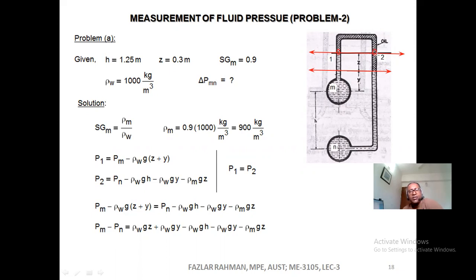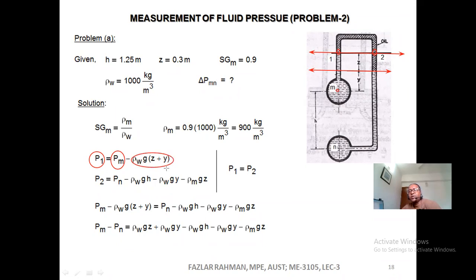So let's figure out point 1. Point 1 is attached to tank M. So if tank M has a pressure PM, I can say P1 equal to PM. Then from this point, you are moving upward, right? That means the value will be negative. So minus rho water G, what is the height? Y plus Z. Height is Y plus Z.